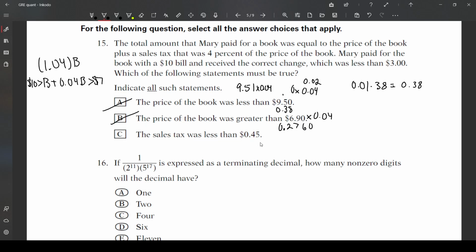Sales tax was less than 0.45. So let's say the sales tax is 4.5. Now, I don't know if it's the case that at least one of the options has to be chosen. So this is 45 over 4, which means that this is 11.25. So the book was 11.25, which means she couldn't have possibly paid for it with a $10 bill. So C is correct. Okay.